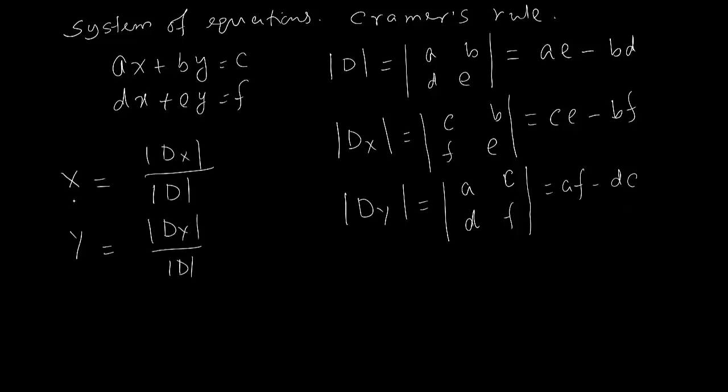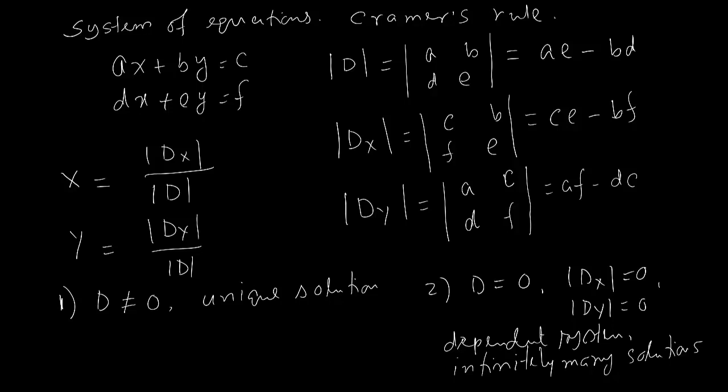And then you get x equals the determinant for x over the determinant for the coefficients, and y will be the same way, the determinant for y over the determinant for the coefficients. When you plug in the values, you get the solution for x and y. So we have cases. If the determinant for the coefficients is non-zero, then we call this a non-singular matrix, and you have a unique solution.